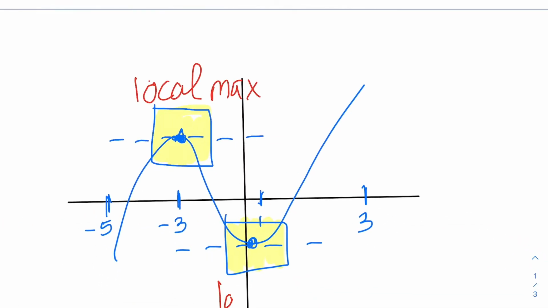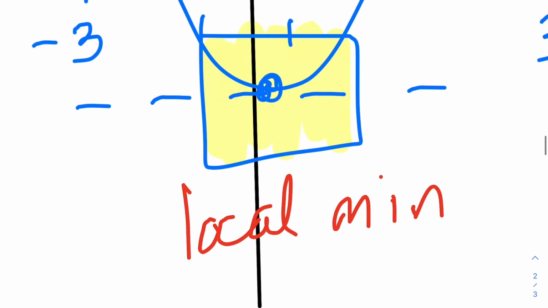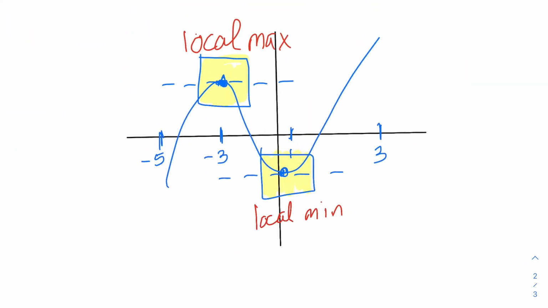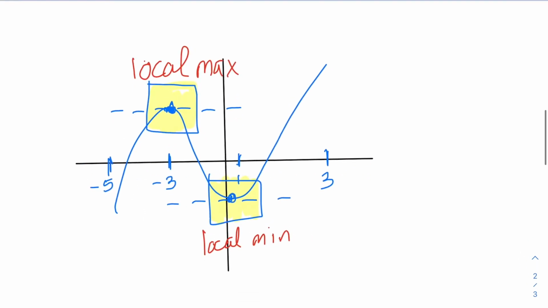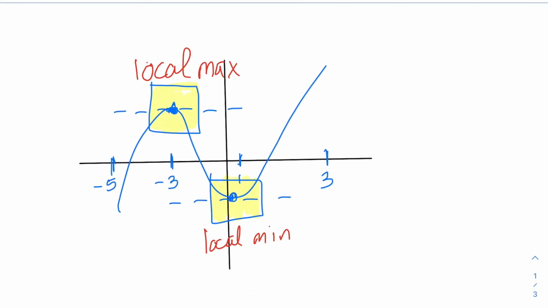And down here, we see a local minimum value because, again, if we were to zoom in just on that little tiny part of the graph, we can see that we have a minimum there. It's a local minimum because it's a minimum just within this small section of the graph, but nonetheless, it does represent a minimum value.